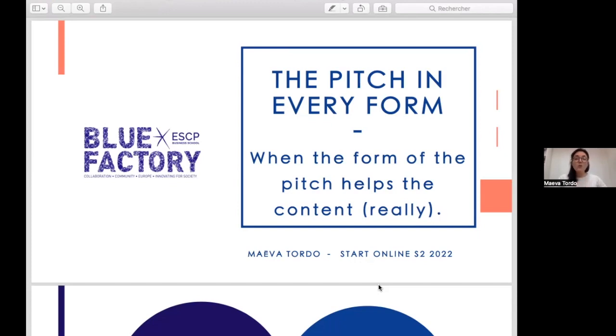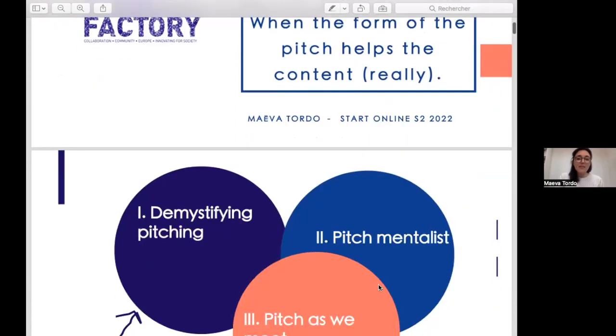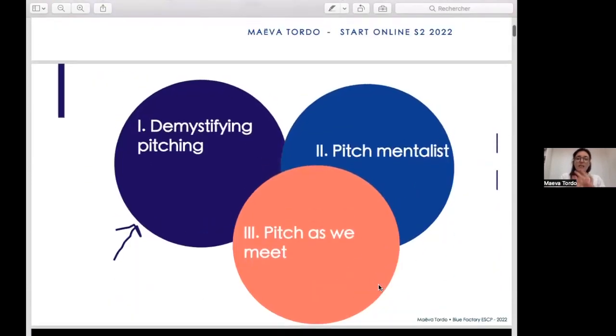So how do we do a format of a pitch that really helps people to understand and remember what you are working on? There are 3 parts. We will only discuss the first 2. The third one will be just reading on the slides that you will receive.